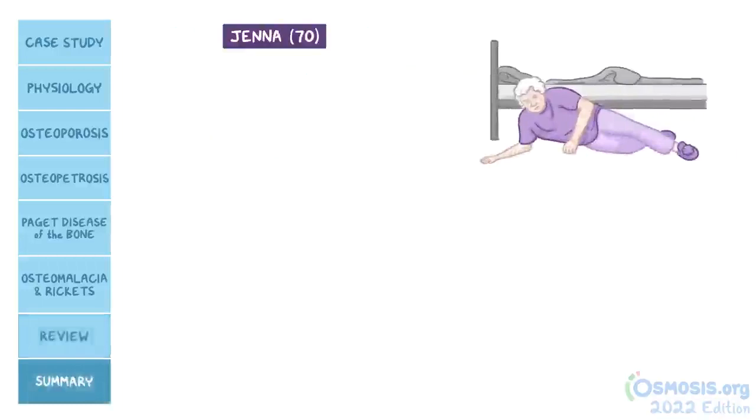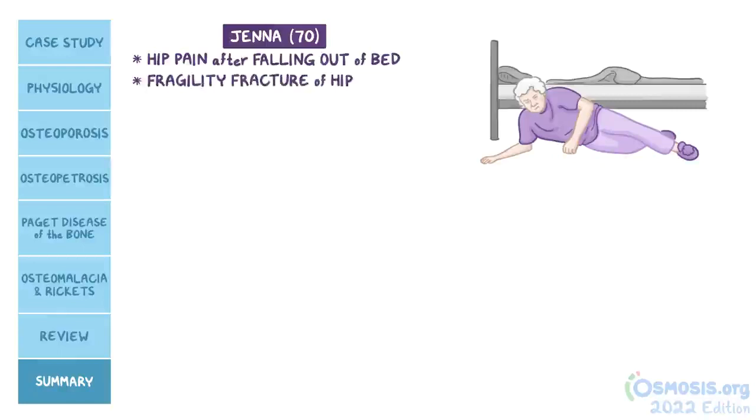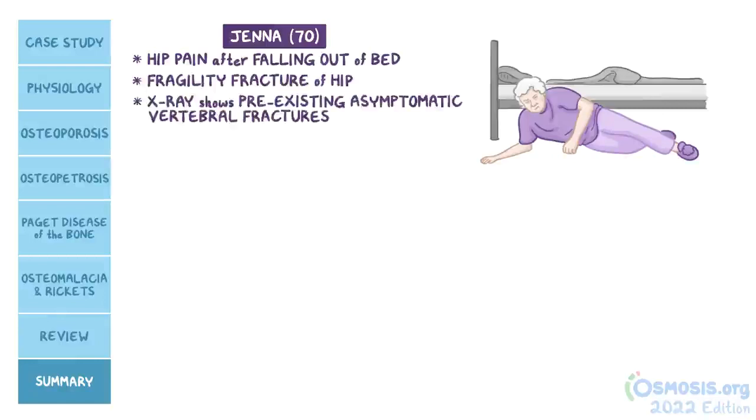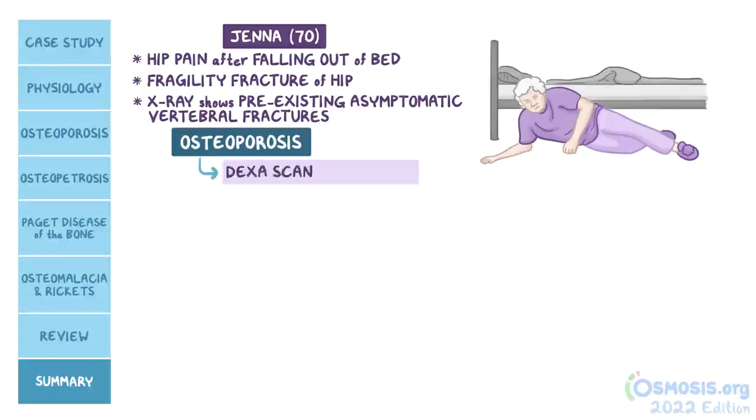Jenna is the 70-year-old woman who presents with hip pain after falling while getting out of bed. She sustained a fragility fracture of the right hip, and preoperative chest X-ray also reveals that she had existing asymptomatic vertebral fractures before her fall. Based solely on the fact that Jenna is an older female who suffered a fragility fracture of the hip, we should suspect osteoporosis, although we need to rule out other metabolic diseases. DEXA confirms our diagnosis by showing a T-score of negative 2.8 standard deviations.